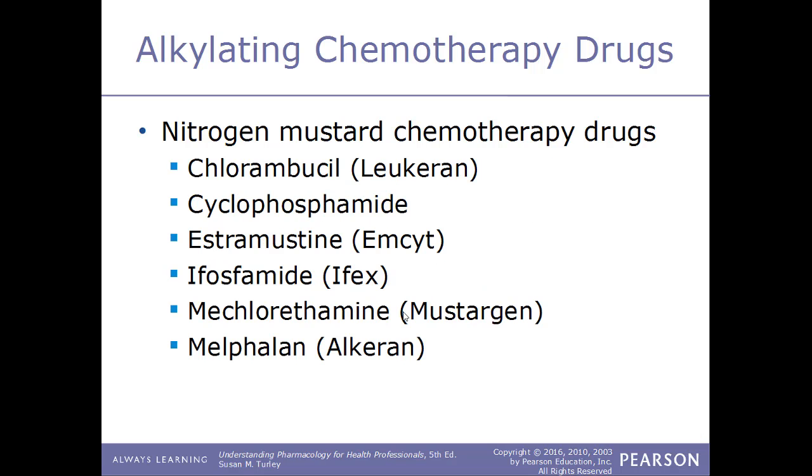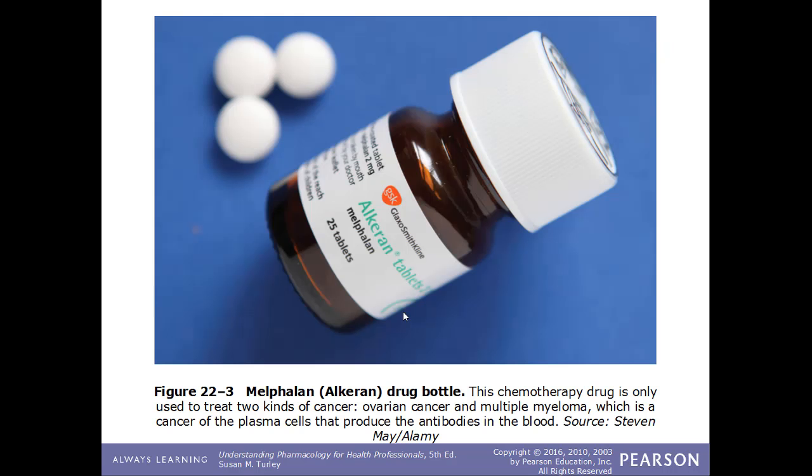Some examples of nitrogen mustard chemo drugs: chlorambucil, known by the trade name Leukeran, cyclophosphamide, estramustine, known by its trade name Emcyt, ifosfamide, known by the trade name Ifex, mechlorethamine, known by its trade name Mustargen, and melphalan, also known by its trade name Alkeran. In this image we see a bottle of the drug Alkeran, and this chemotherapy drug is only used to treat two different kinds of cancers, ovarian and multiple myeloma.